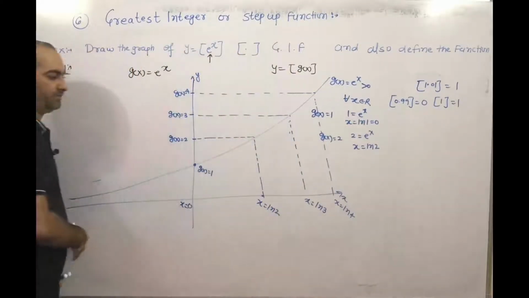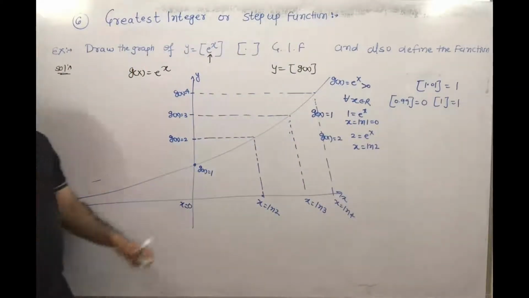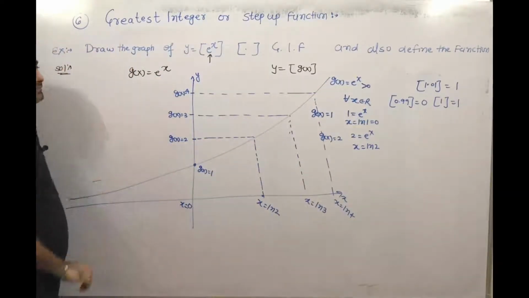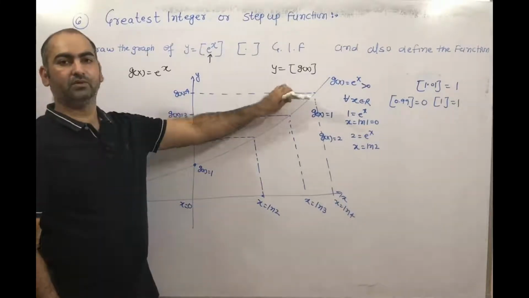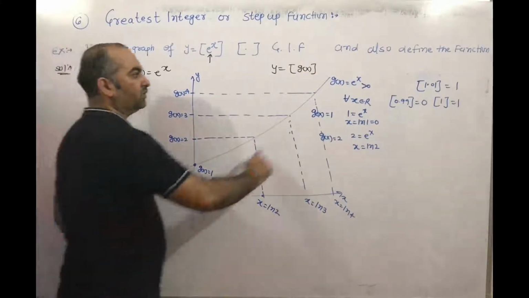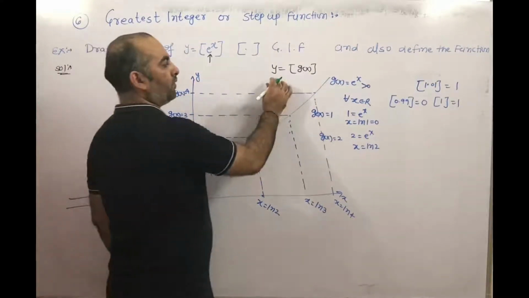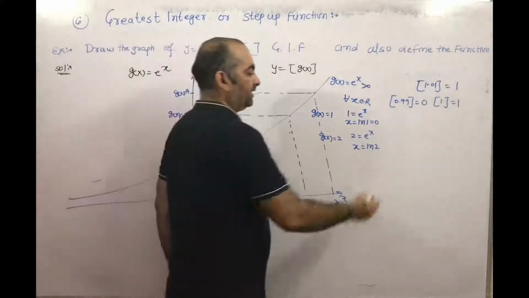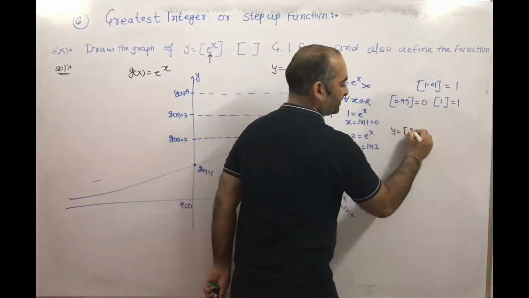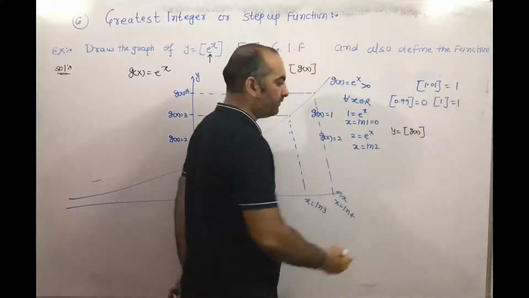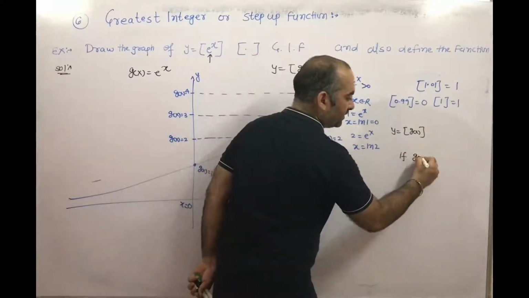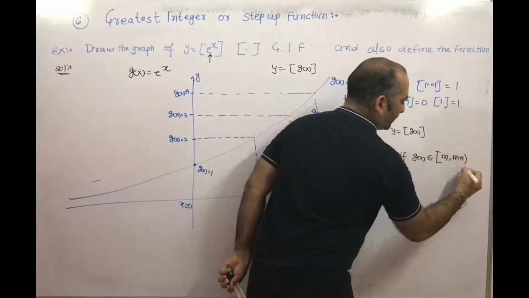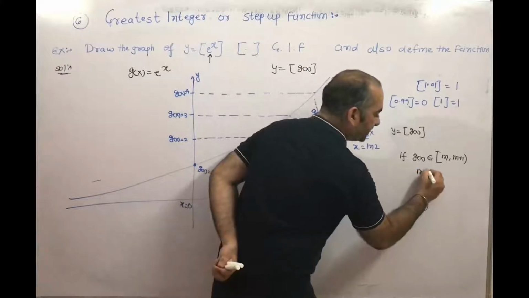Okay, till here we have drawn the graph of g(x) equal to e power x. Now we will draw the graph of y equal to greatest integer of g(x). So this graph is y equal to g(x), and we have to draw the graph of y equal to greatest integer of g(x). For that, a very important thing you have to remember: y equal to greatest integer of g(x) has value m if g(x) belongs to the interval [m, m+1), where m is an integer.